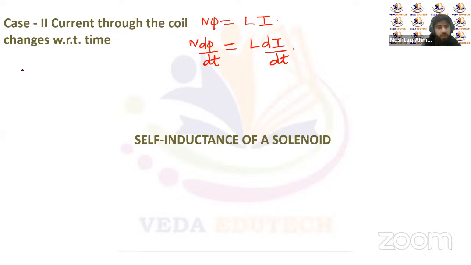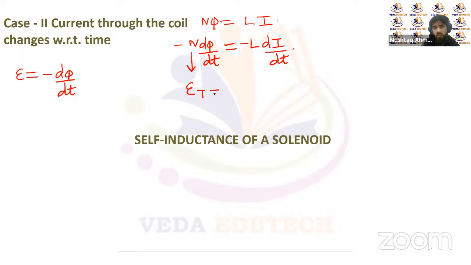We know EMF according to Faraday's law is minus d phi over dt, right? This is the induced EMF. So if we multiply this equation with a negative sign on both sides, this minus N d phi over dt will be the total EMF in this conductor. So we can replace this by E now.